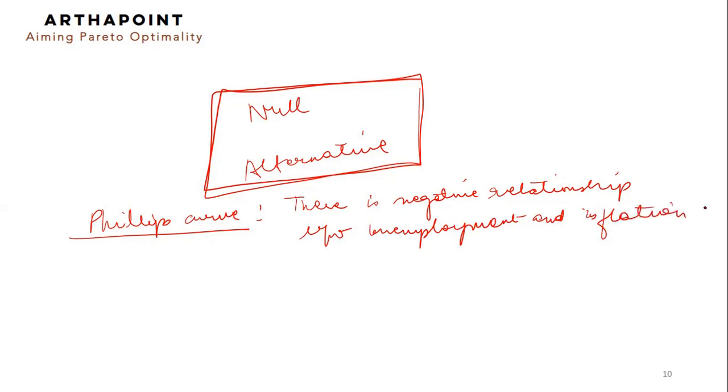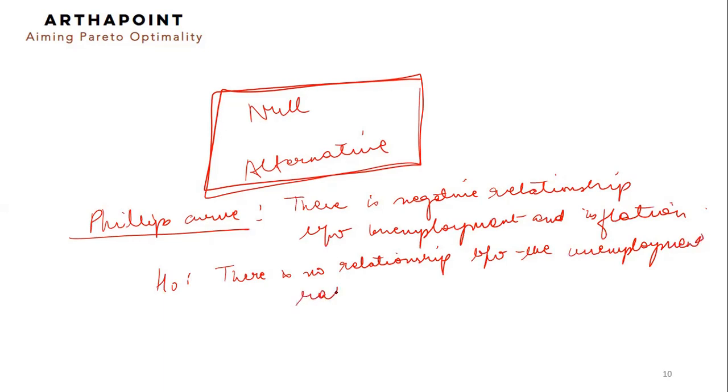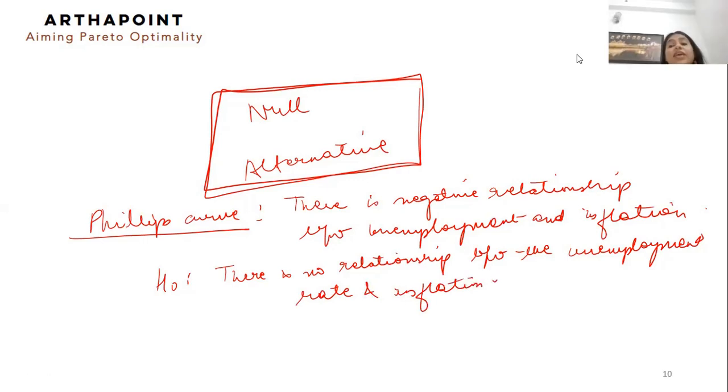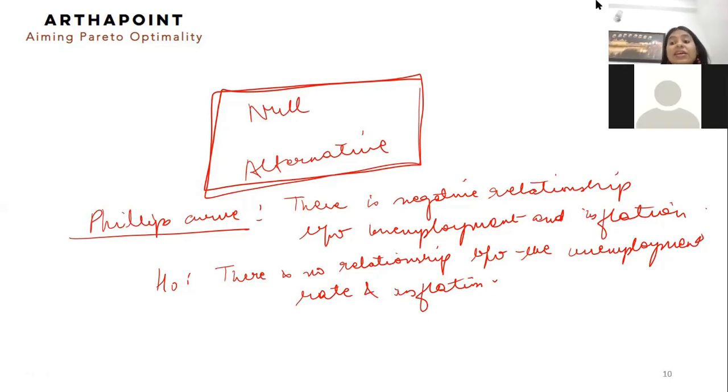Now, this is my statement that the Phillips curve has given me. Let's write down the null hypothesis for this. The null hypothesis will be there is no relationship between the unemployment rate and inflation. So my null hypothesis is suggesting that there is no relationship that exists between unemployment rate and inflation rate.